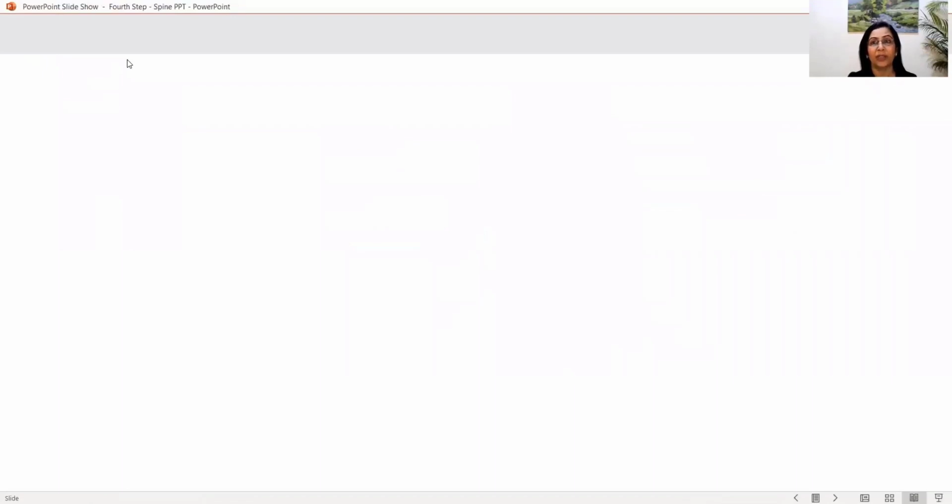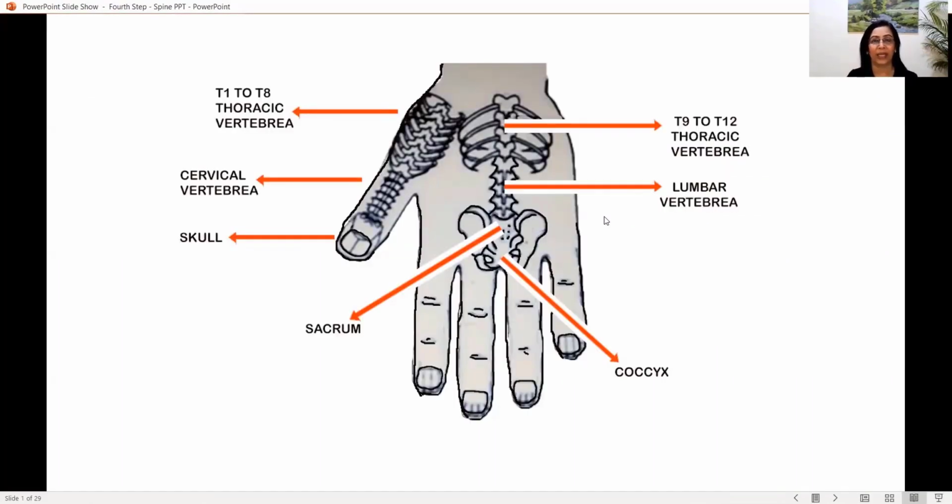First, let us go through how the spine is placed in the main correspondence system and the finger correspondence system. In this picture, this is the main correspondence system. Just to revise, the cervical vertebrae are on the thumb, in the back of the thumb, and then from below that till the bone just above the wrist are the T1 to T8 thoracic vertebrae, and T9 to T12 are from the wrist to about the middle of the palm on the back side.